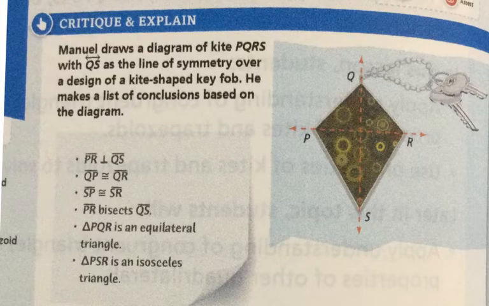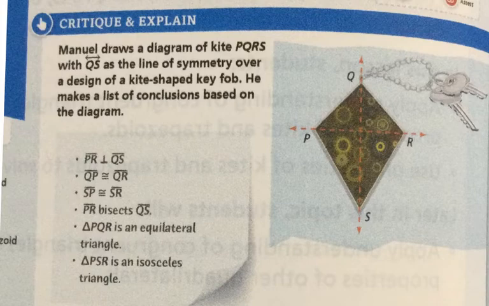What is a line of symmetry? You could fold it over that line and it would map directly on top of itself. So yes, that does look like a line of symmetry. He makes a list of conclusions based on the diagram. And so what we want to do is see if we think all of these things he said are true or which ones we think are questionable.